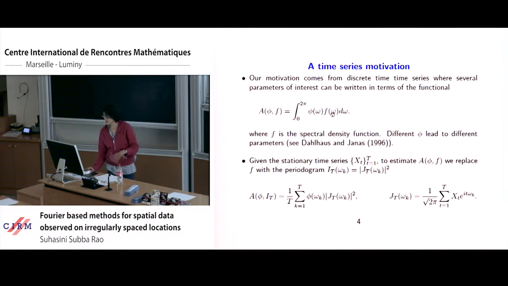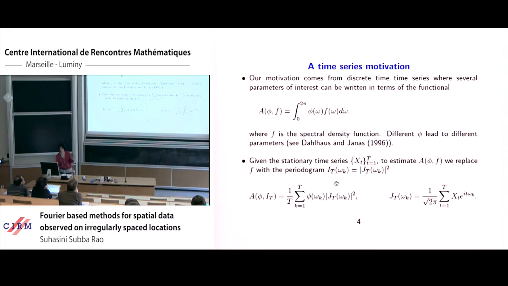So what we have is basically the spectral density function, and how you choose your function phi determines the parameter you're trying to estimate. Okay, so a whole class of estimators can be written in this form over here. But of course, we don't know this parameter, so we have to estimate it. So the way we go about it is, we assume that the time series is stationary, and then to estimate this parameter, we replace the spectral density function by a crude estimate of it, which is basically the periodogram.